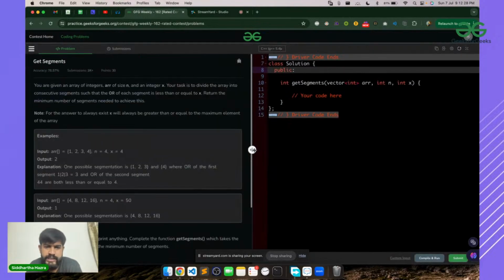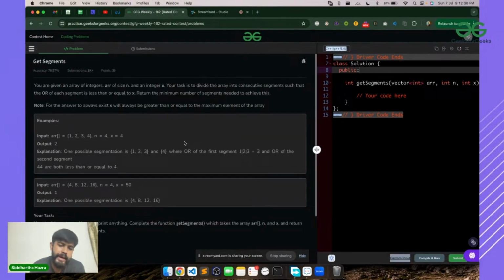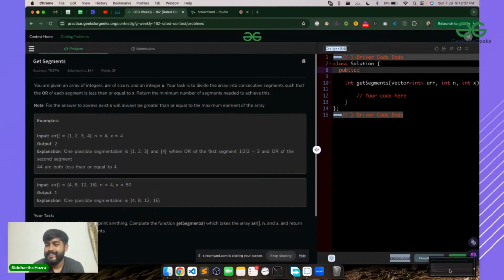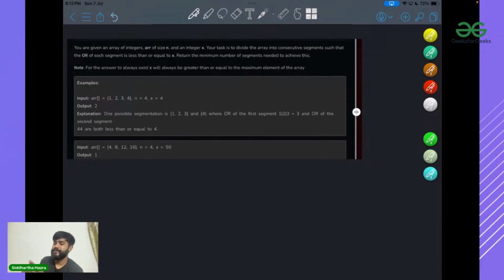Now the last one is get segment. Comparatively, kudos to the people who tried to do this using binary search. It seems like a binary search problem when you say minimum or maximum. But here we don't really need the idea of binary search, to be honest. Even I saw many submissions using binary search, but that is not that much required.